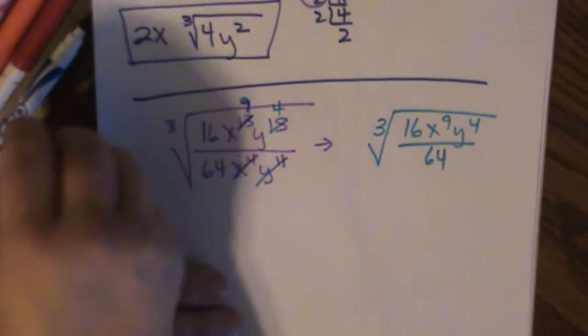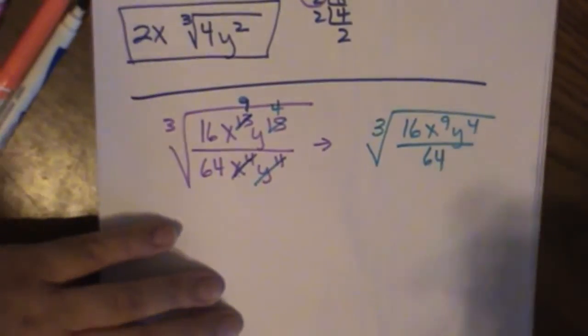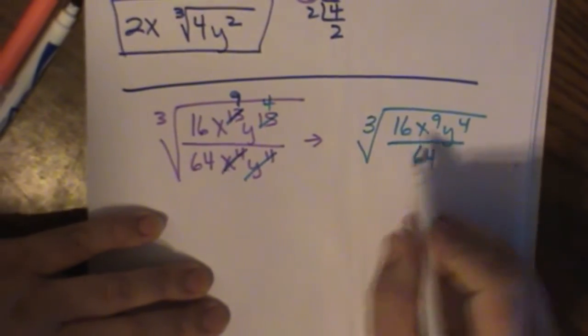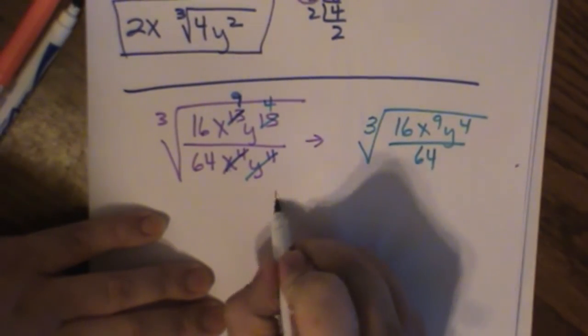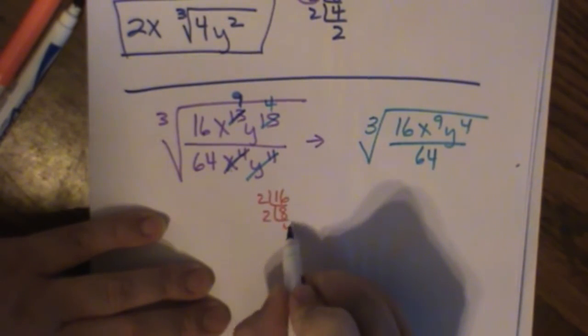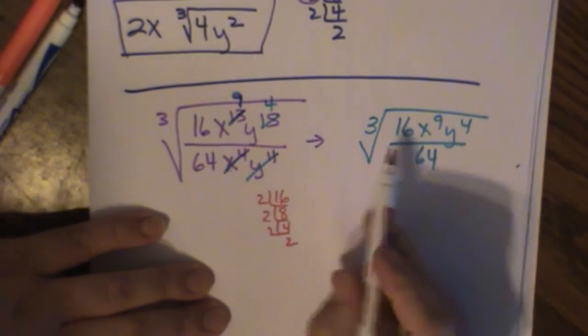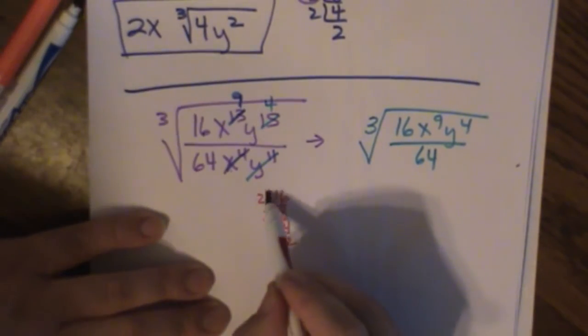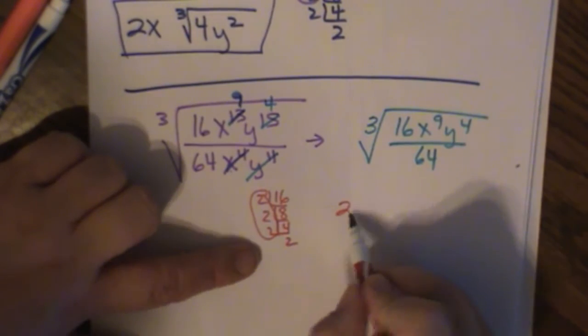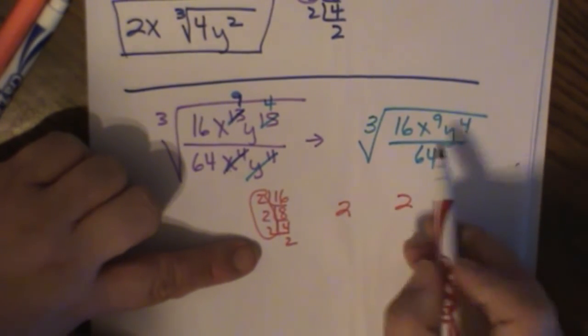Now it's time to find our factorizations. We have 16 and we need to find out how much will come out. So 16 divided by 2 is 8, divided by 2 is 4, divided by 2 is 2. We need groups of 3. So we have one group, so 2 will come out, and 2 stays in.